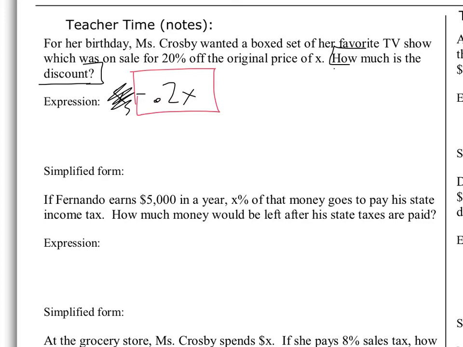Perfect. I couldn't say it any better myself. We're focused on the discount, not on the price. So this is the only part of this we need. Can we simplify this any further? No. Simplified form: 0.2x.